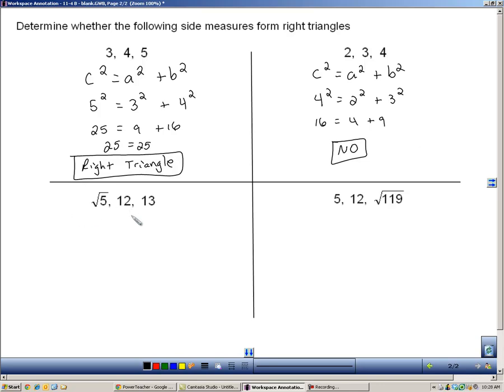Now we go down here to this one. We have three numbers. Which one of those is the hypotenuse? It's fairly easy to know that the square root of 5 is smaller than 13, so this one shouldn't be that big of a deal. Plug 13 in for C, square root of 5 squared for the A, and then 12 squared for the B. Well, 13 squared is 169. Root 5 squared: square roots and squares cancel, so this just becomes a 5. And then 12 squared is 144. Is 144 plus 5 equal to 169? No. So these three sides would not form a right triangle.